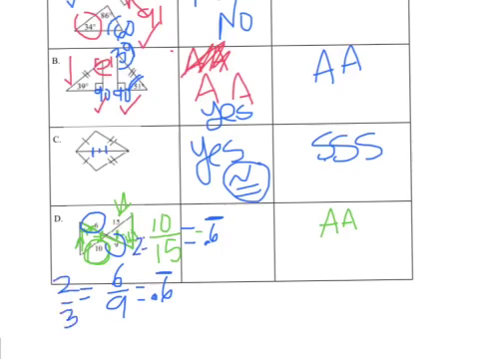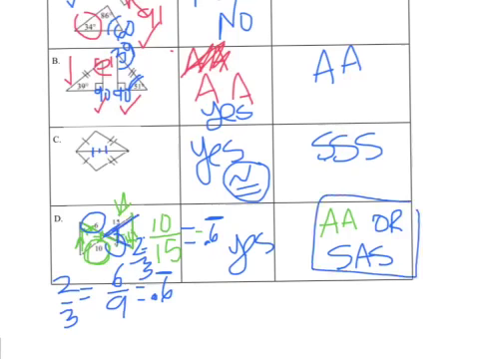This is 2/3. So they are similar, and you could actually say AA or you could say SAS because they have a side with an angle with a side. So either one of those is acceptable.